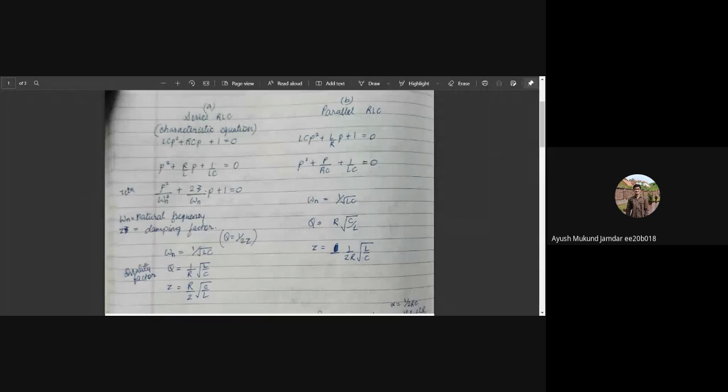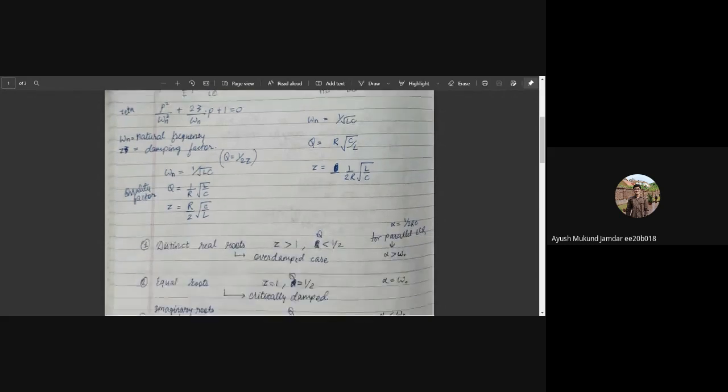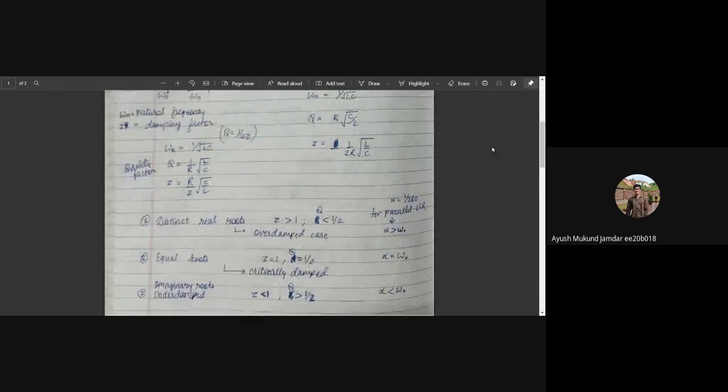Having defined these terms, and now that we know the general characteristic equation, where zeta is the damping factor, we can characterize the solutions as I discussed in the last video as well. If zeta is greater than 1, we'll have real distinct roots. This is what we call the overdamped case.